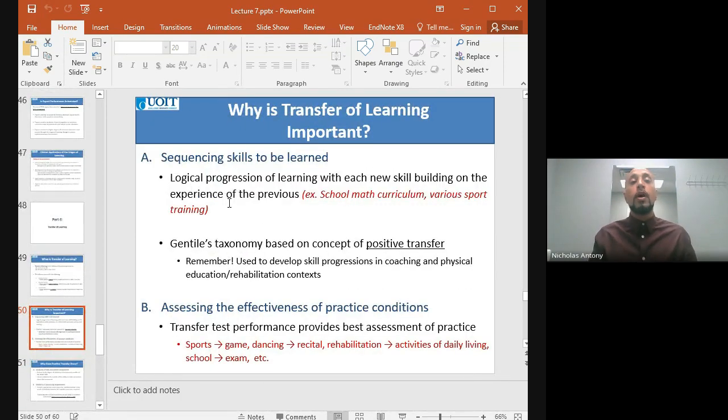And positive transfer is really important because that's how we sequence our learning. When we are learning a new sport, think of Gentile's taxonomy. There's a stepwise increase in how we want to stage the learning. It's based on this whole idea of positive transfer. Hopefully I'm not confusing you guys. So the stepwise increase in difficulty of learning a new motor skill in practice would be Gentile's taxonomy in a rehab setting.